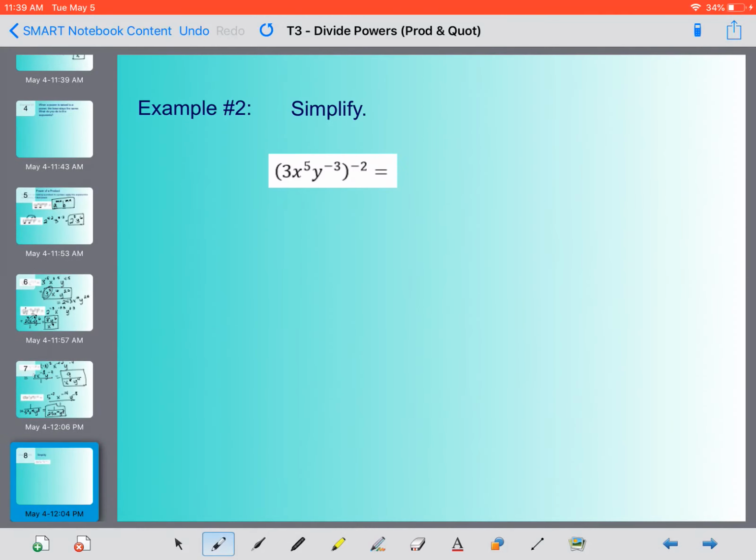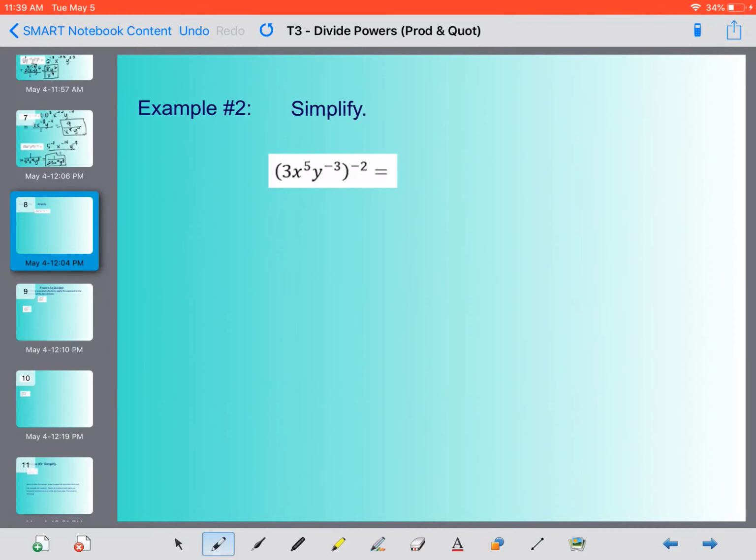Okay, example number 2. Go ahead and write this down and then be ready with your answer for the lesson check. You have 3x to the 5th, y to the negative 3, all raised to the negative 2nd power. If you need to pause to write that down and simplify, go ahead and do that and be ready to enter your answer into the lesson check.